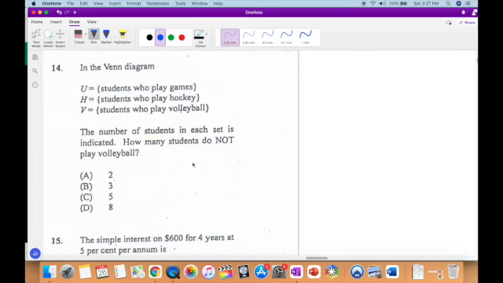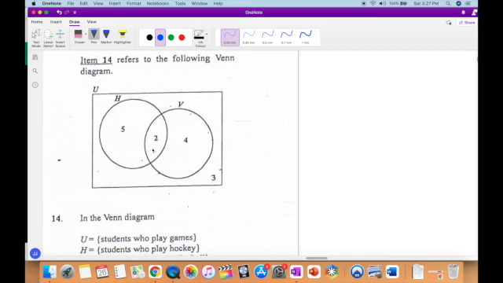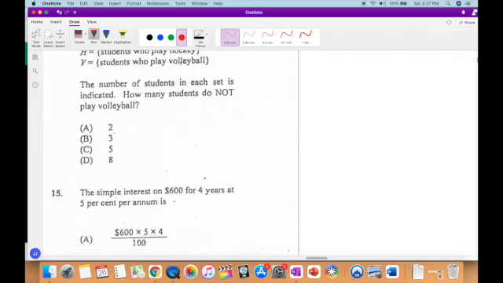How many students do not play volleyball? Well, you have the 2 here that is play volleyball and the 4 here that is play volleyball. So that means that 5 here do play volleyball and this 3 over here do not play volleyball. So the answer is 8.